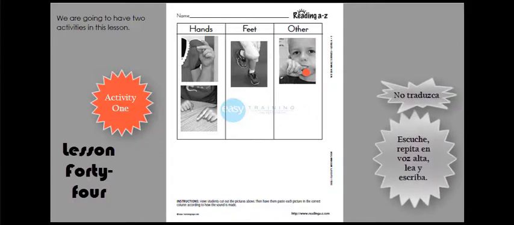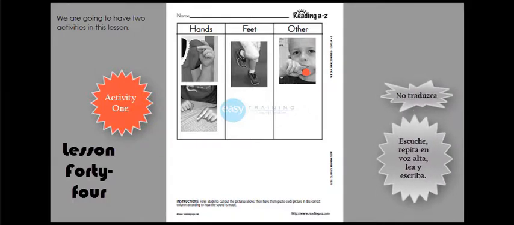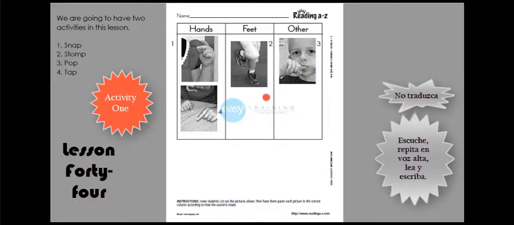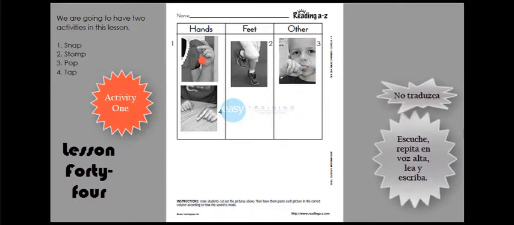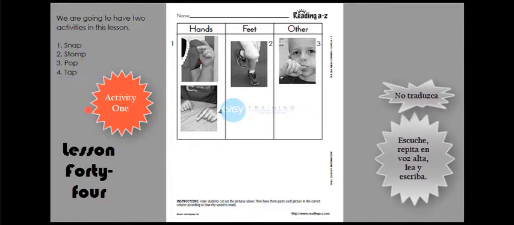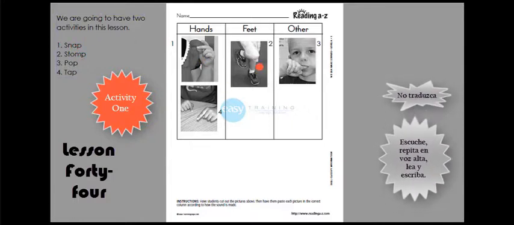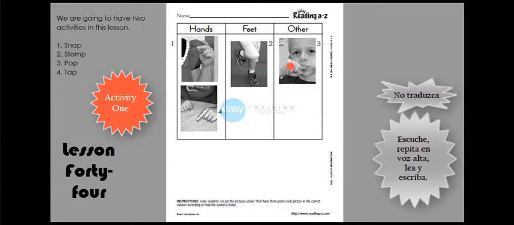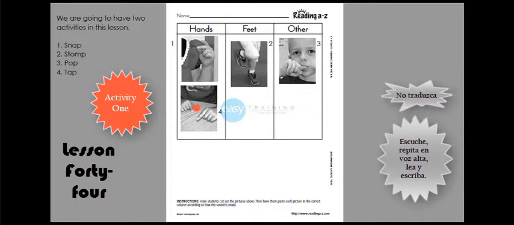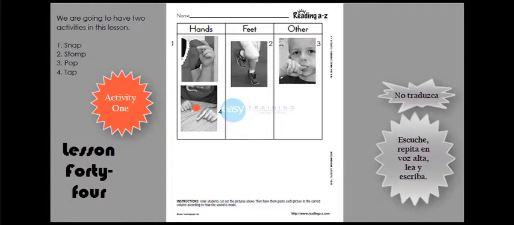Is that right? Let me do it. Here, number 1, snap. Number 2, stomp. Number 3, pop. And number 4, tap. Now, we are going to say what parts of the body we use for making these sounds.